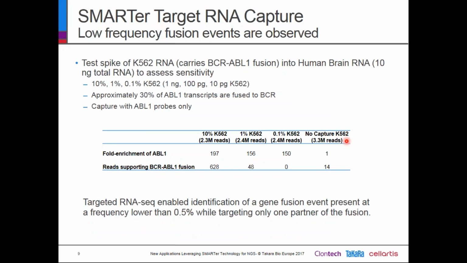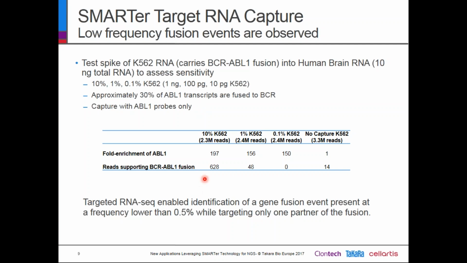We have also evaluated the utility of this approach for detecting rare events like gene fusions. So for this experiment, we spiked in RNA from K562 cells, which carry a fusion between the BCR and ABL1 genes. This was spiked into human brain RNA at different percentages, and we did a capture with probes targeting only ABL1, so only one of the partners of the fusion.